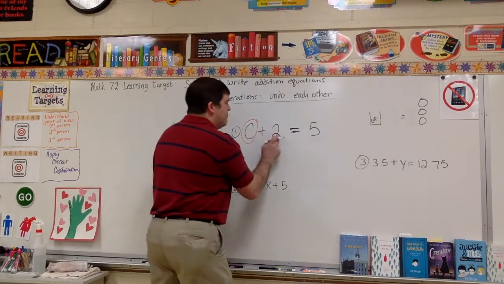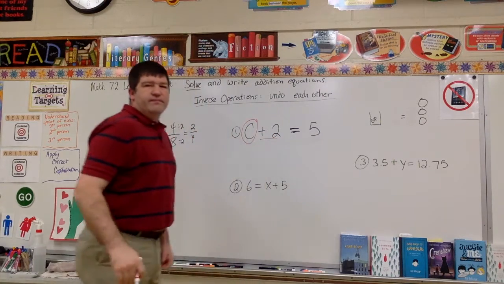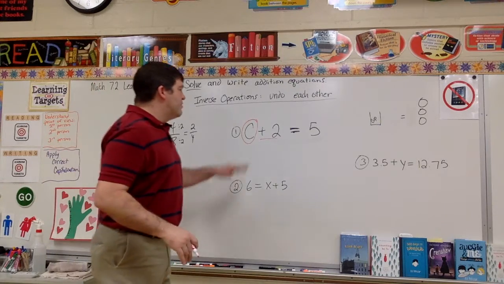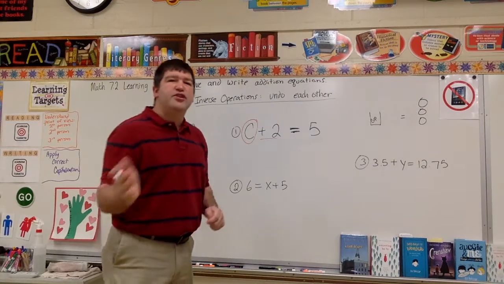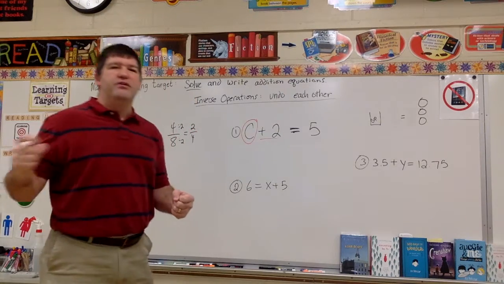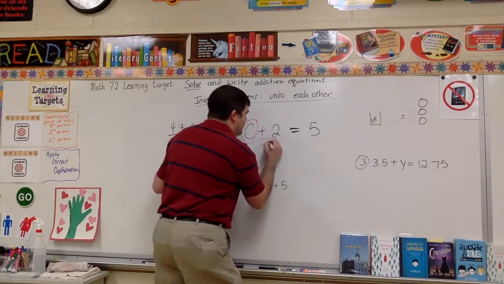Now, I have this plus 2 on this side. This is what I've got to get rid of. I don't want that. So I have adding 2, so I do the inverse operation. I'm undoing it. If I add 2, to undo it, I have to subtract 2. So minus 2.